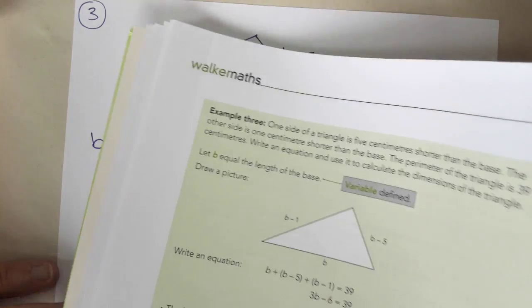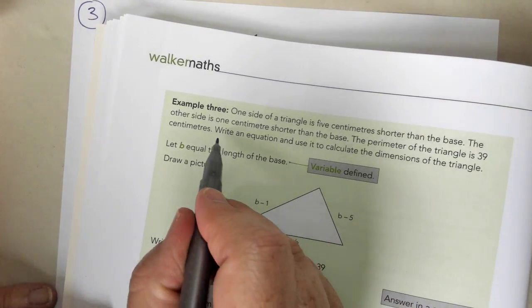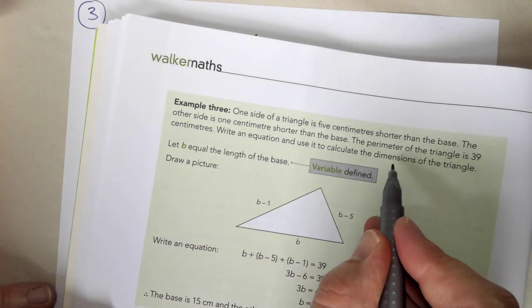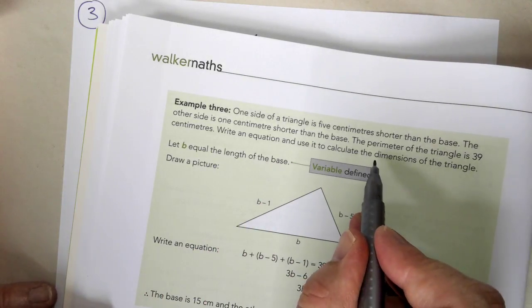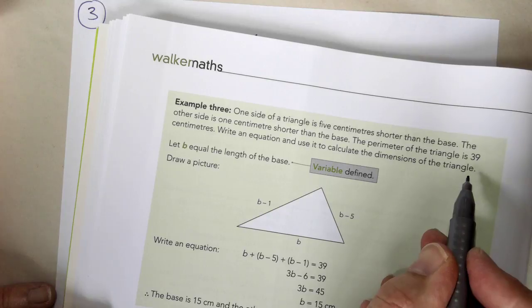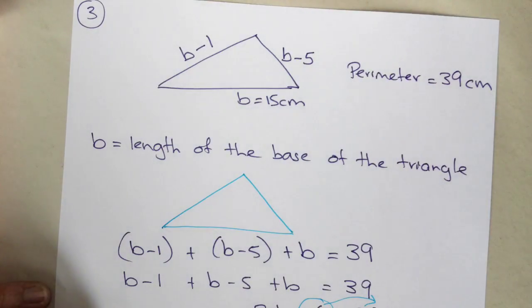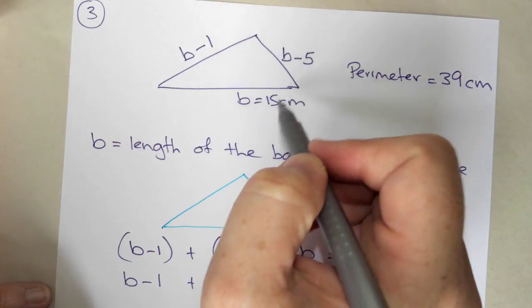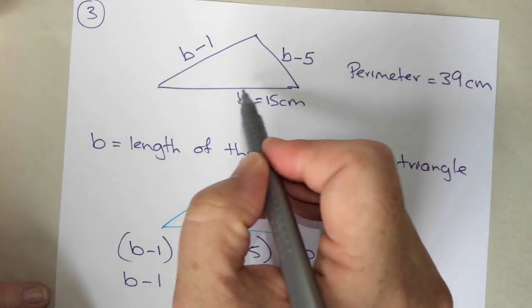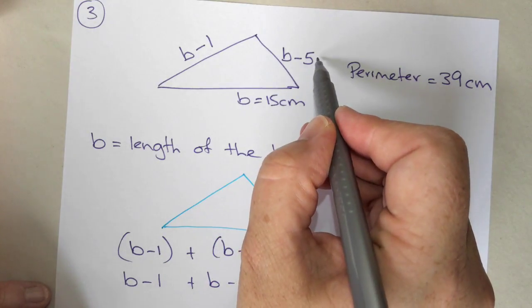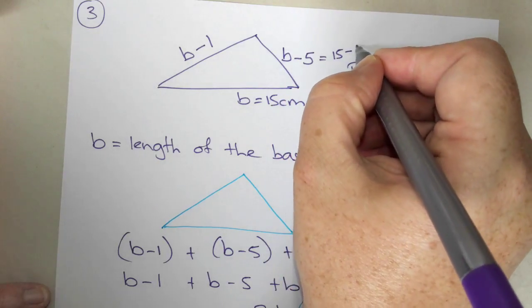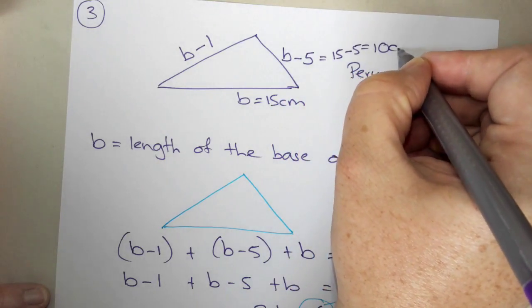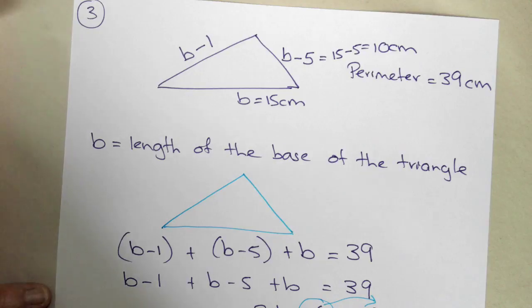Now let's check what the question asked us to do. Write an equation and use it to calculate the dimensions of the triangle. So we've done that, we've used it to calculate, but now we've got to find the dimensions of the triangle. That means we want to know how long each of these 3 sides are. I know that this side is 15. I now need to work out this side. So B minus 5, 15 take away 5, means that side is 10 centimetres long.